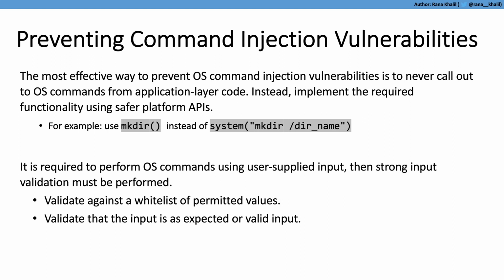Now, if it's absolutely necessary and required for you to perform OS commands using user-supplied input, then there are two layers of defenses that you could perform. The first one is validating against a whitelist of permitted values. And so let's take the example that we saw before. If all you need to do is ping 127.0.0.1, so localhost, and ping another IP address, then in that whitelist there should only be these two IP addresses, and if you enter one of these two IP addresses, then it passes through.